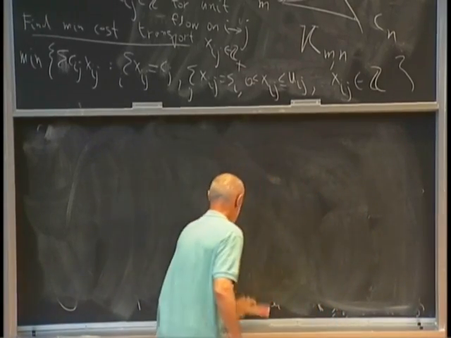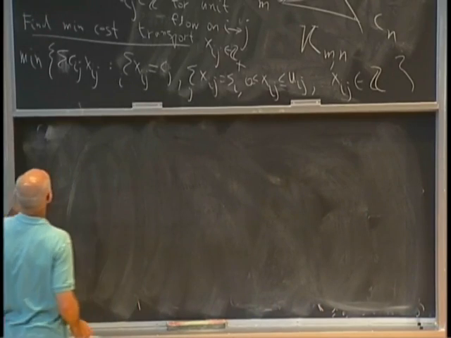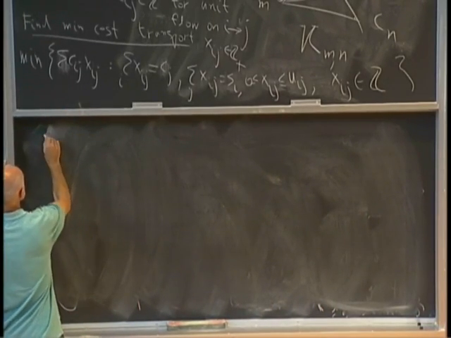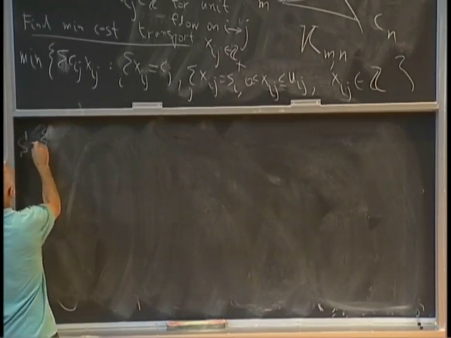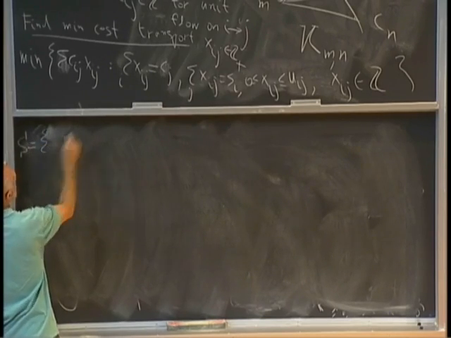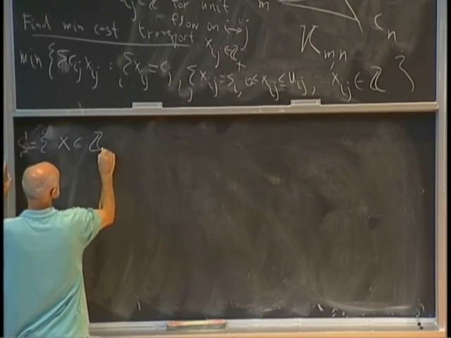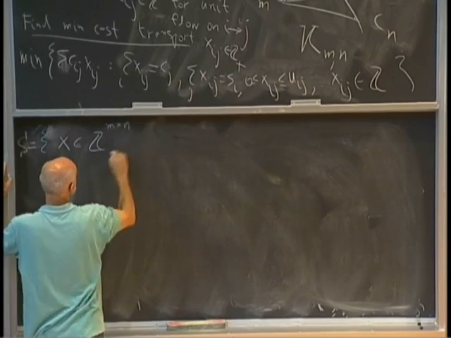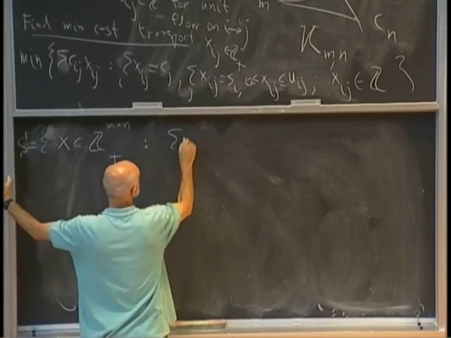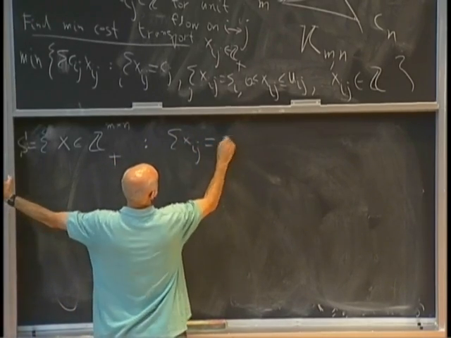Well, let's look at this set over there. Let me write S for this set of flows, of transportations. x in Z^{n by n} plus such that sigma xij equals Cj.